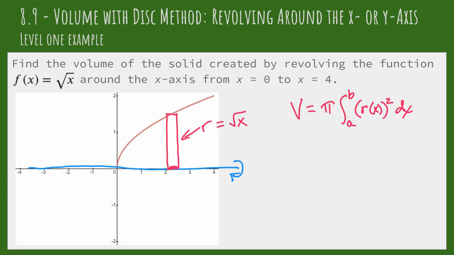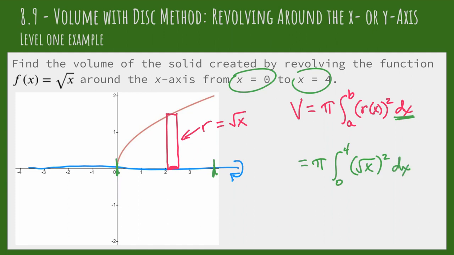So in this particular example then, we're going to have pi times the integral. Now we're going from x equals 0 to x equals 4. Okay, so along the x-axis, which we need x values here, so we're going 0 to 4. And then the radius is just the square root of x. So we have the square root of x squared, because we're taking the radius squared, dx.